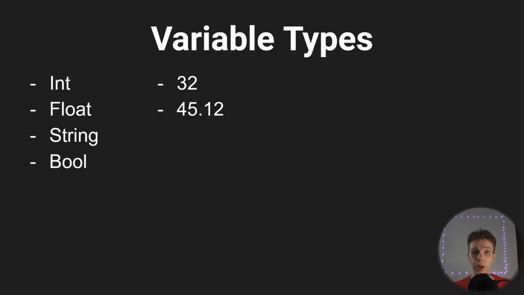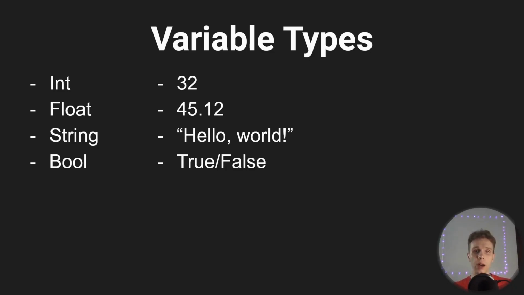There are also strings. Strings are any text put in quotes. Here it's also worth mentioning that it can be literally any text, even numbers inside the quotes will be considered a string and not an integer or float. And there is a boolean. A boolean value can only be true or false and is used to check for certain conditions in our programs. These are the main types of variables in C#.